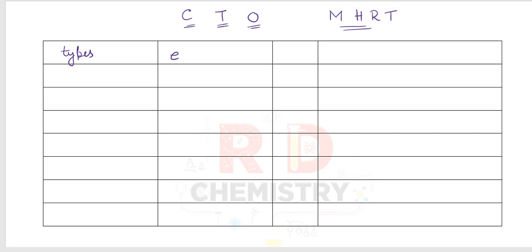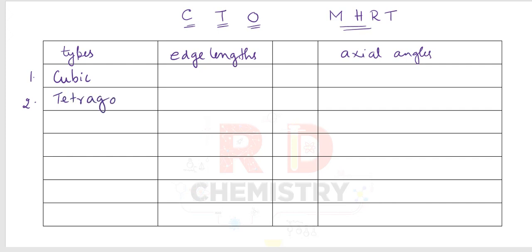Then you have got edge lengths, then you have got axial angles. So the first one is the C. C stands for cubic. Second one is T. T stands for tetragonal.